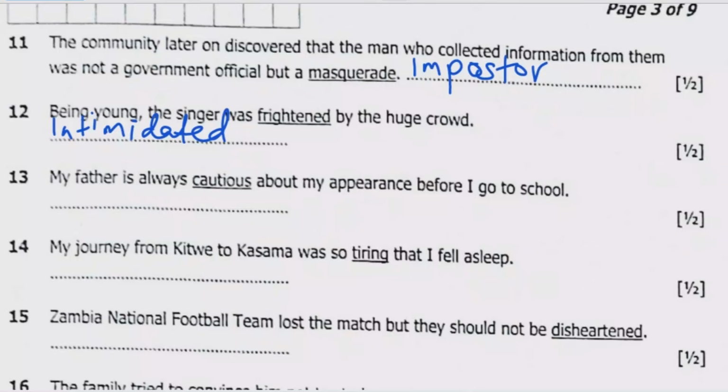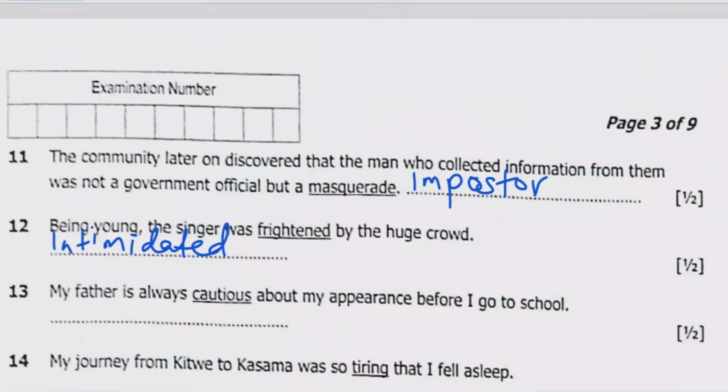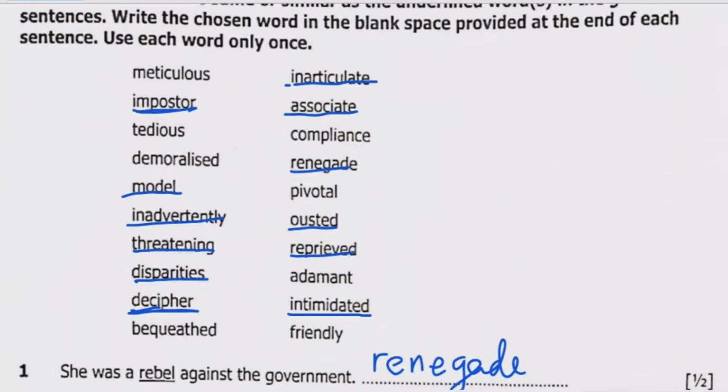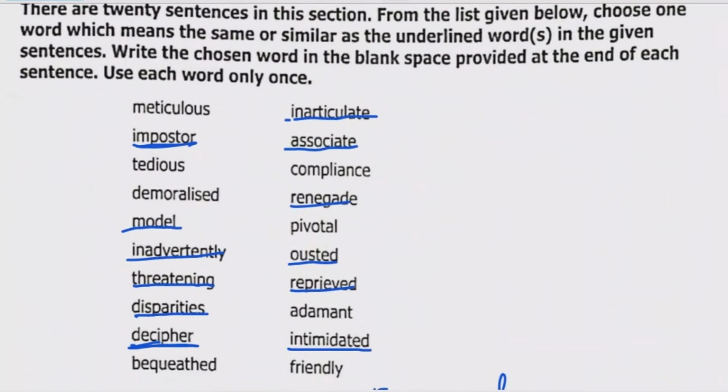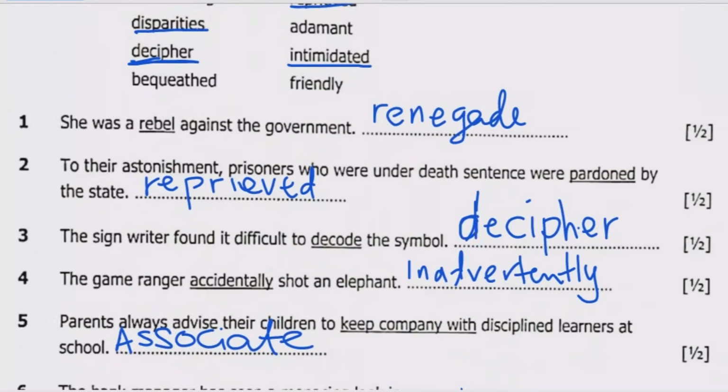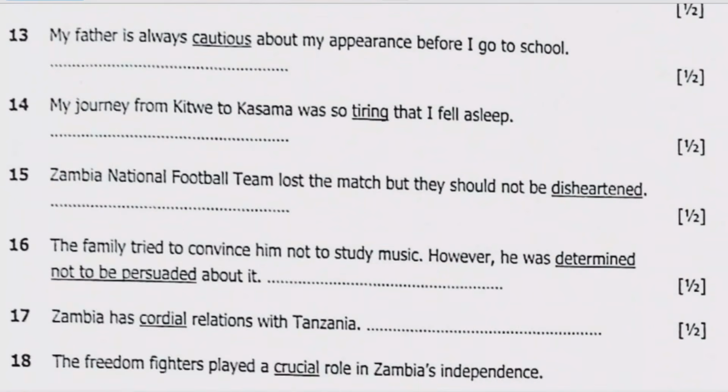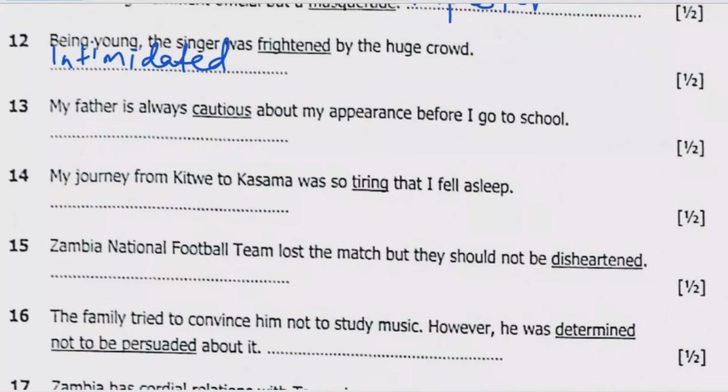Question 13 is as follows. My father is always conscious about my appearance before I go to school. So which word means conscious among those words given? Okay, the word that means conscious is, let's look for it among the words. So meticulous means you are conscious of something. It's okay for the parents to be conscious of how you are dressed or how you are going to appear. In fact, we are there to model you on how you dress.